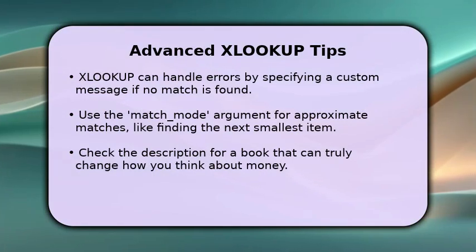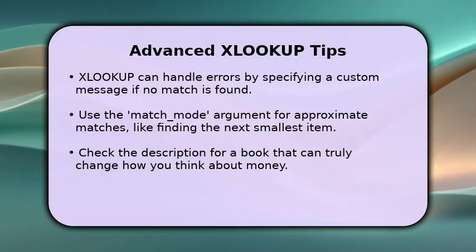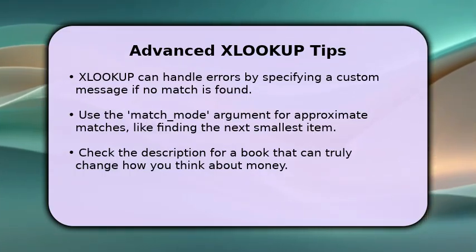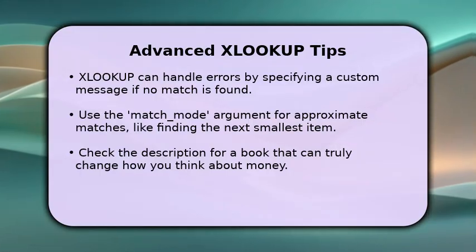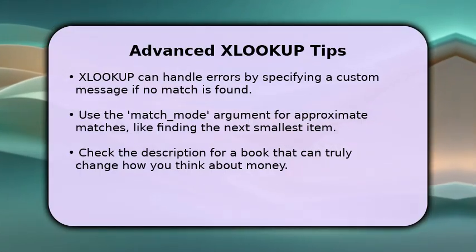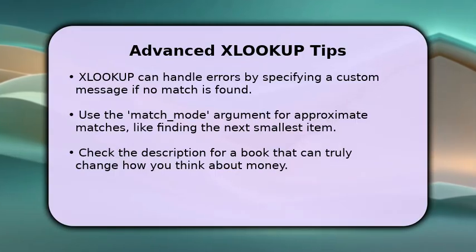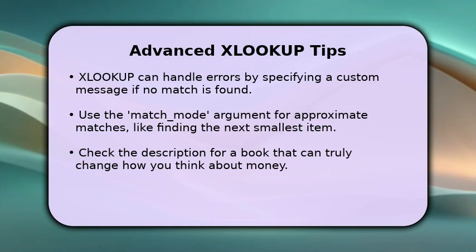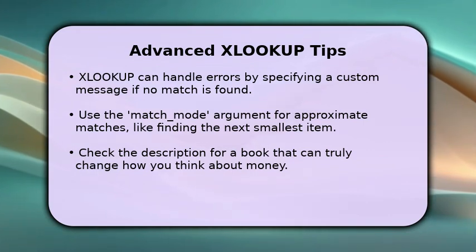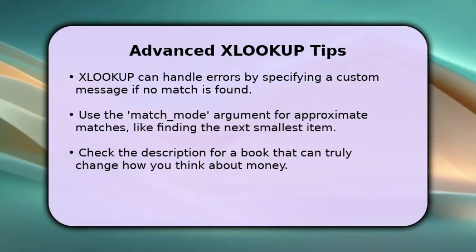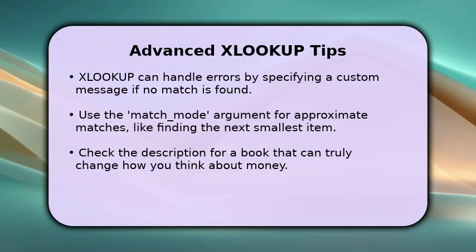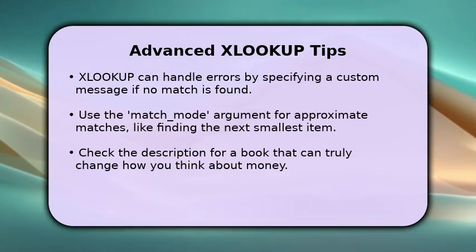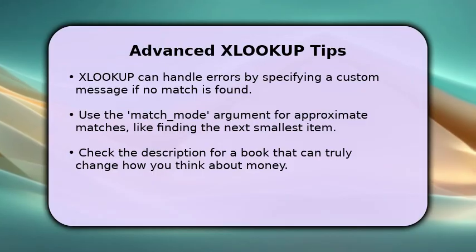XLOOKUP offers several advanced features to make your data analysis even more robust. You can easily handle errors by including an if not found argument, returning a custom message instead of an error code. Additionally, the match mode argument allows for approximate matches, which is incredibly useful for scenarios like finding values within a range, such as discount tiers. You can also specify a search mode to look from the last item to the first.